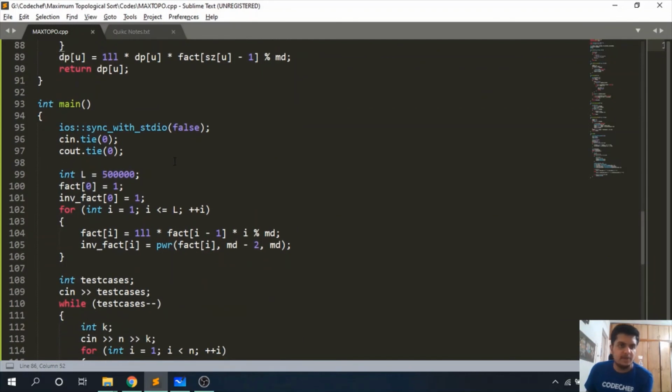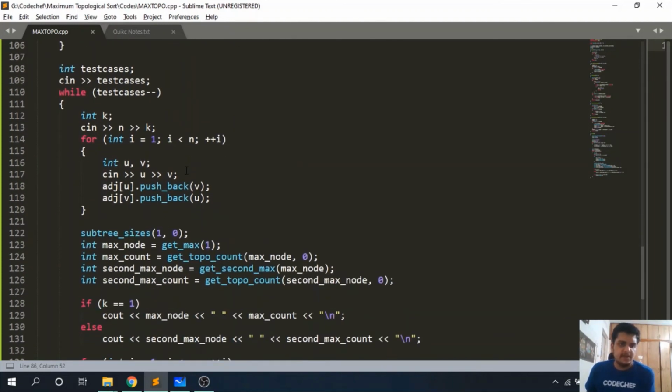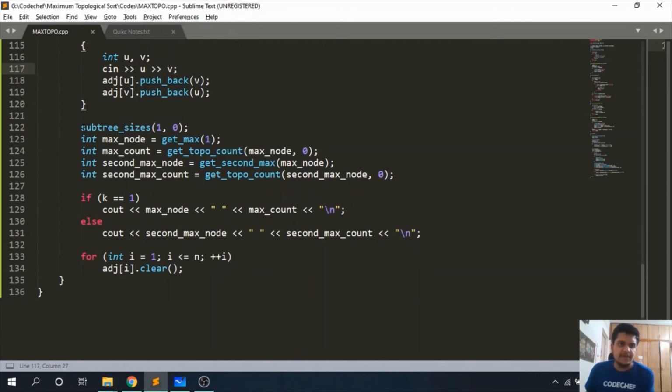Now let us come over to the main. Here again we have pre-calculated all the factorials modulo 10 to the power 9 plus 7. Basically we have taken input n and k. N is the number of nodes and k is the type of answer that we want. We have taken the edges as input and pushed them into an adjacency list. Here we have simply calculated the subtree sizes. Next we have found the centroid, which is called the max node. Then we have found the max count, which is the count of the topological orderings of the centroid.